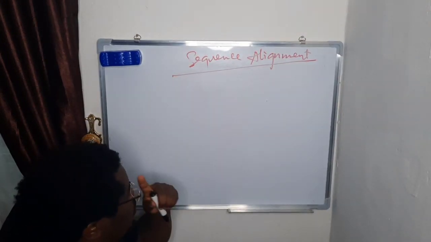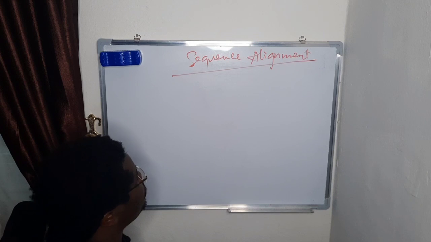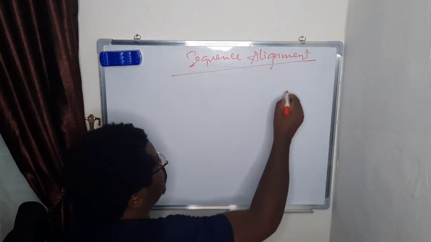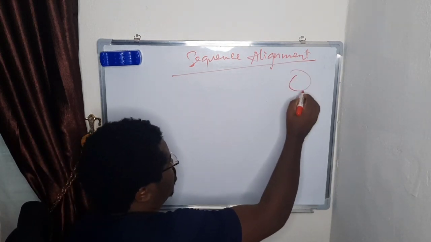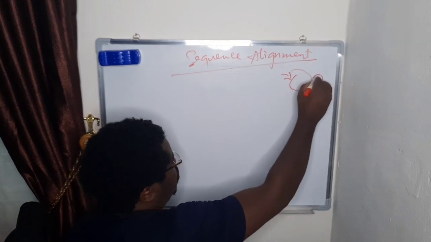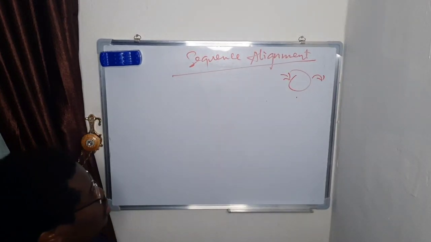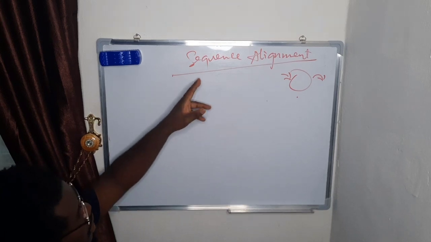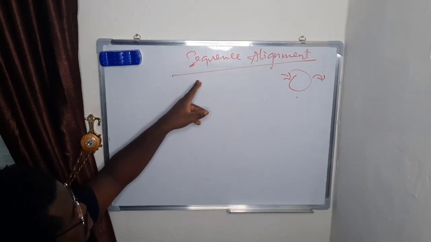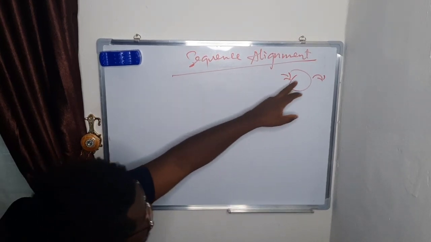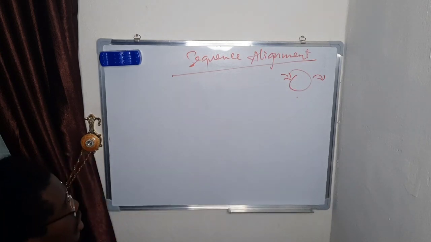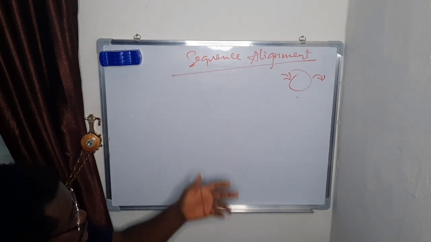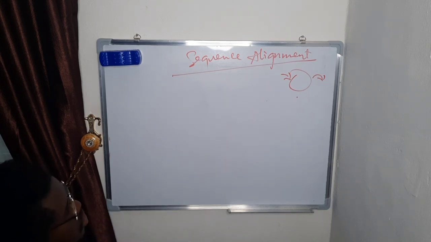Now, sequence. Remember, I did say that when you have an algorithm, you have input and output. So we'll look at what actually plays out inside this particular algorithm. We have different algorithms that tend to analyze sequences to produce an output.